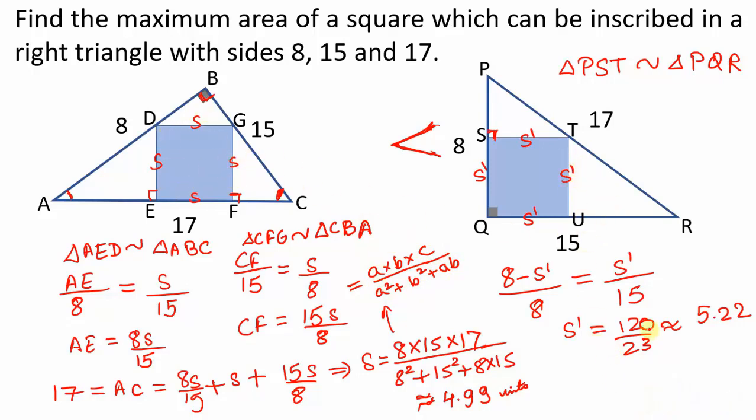In this case, we have S dash as 120 upon 23. This is nothing but AB upon A plus B. And maximum area will come out in this second case.